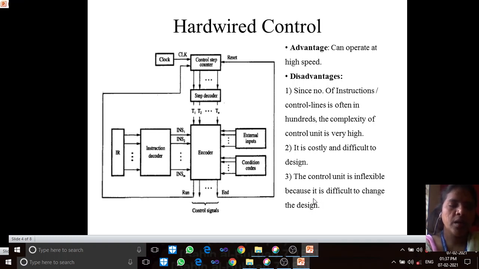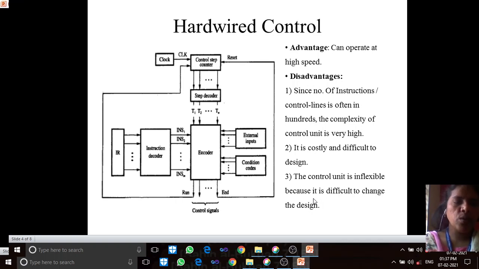What is the step decoder? The step decoder provides a separate signal line for each step in the control sequence. For each step, T1 means step 1, the time slot during step 1.